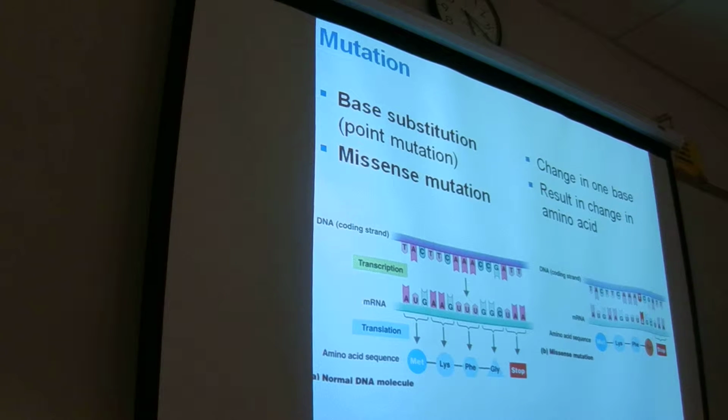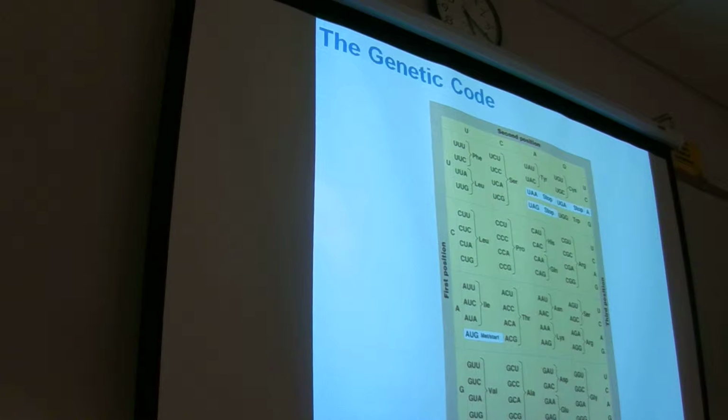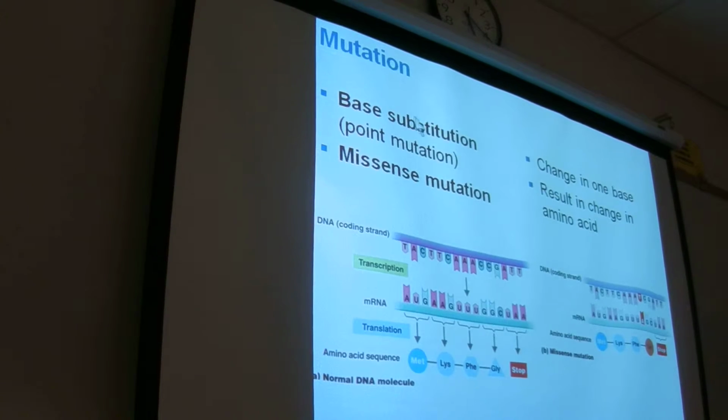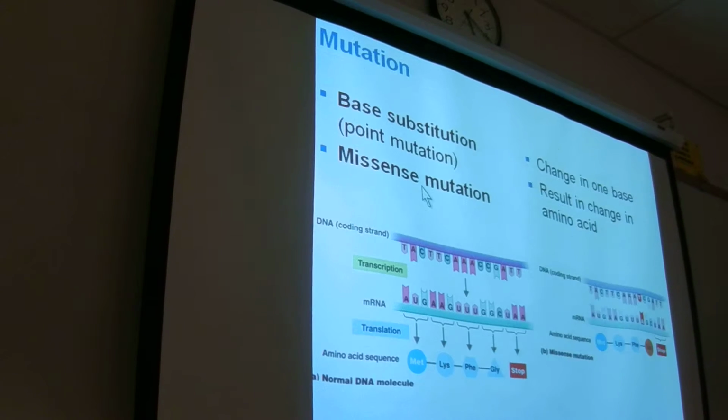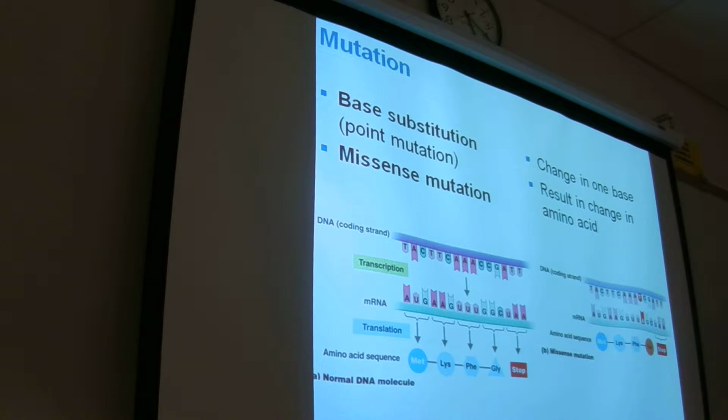Okay. So you can still get the same amino acid? You can, because of the way that the code is degenerate. Okay. So basically, let's say it was originally CGU, and it changed to CGC, you would still get an arginine. Okay. So that's a base substitution. The U got substituted for a C, but it didn't result in a missense mutation because the amino acid didn't change. Okay, does everybody see the difference there?